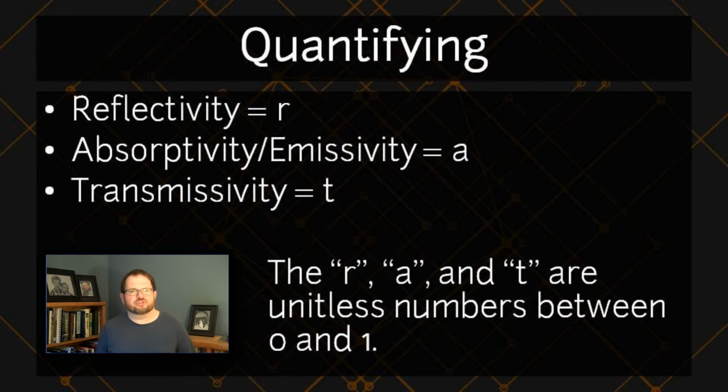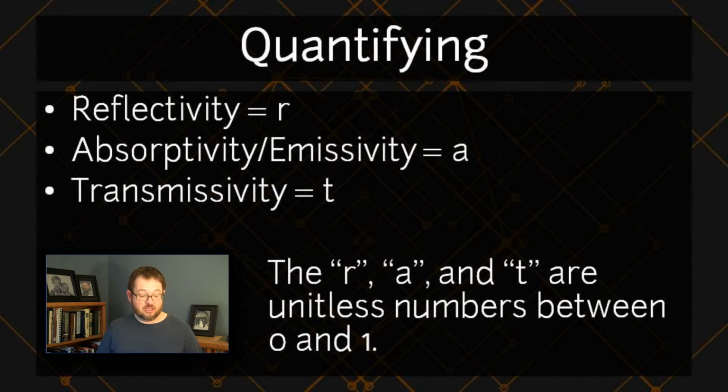What if we want to actually measure this? If there are going to be all these climate consequences to how much radiation is being reflected by clouds or absorbed by the ground or transmitted through the ozone layer or whatever, we need a way to actually describe that. That's how science works. We need a way to quantify how much reflection, how much absorption, how much transmission of radiation is happening.